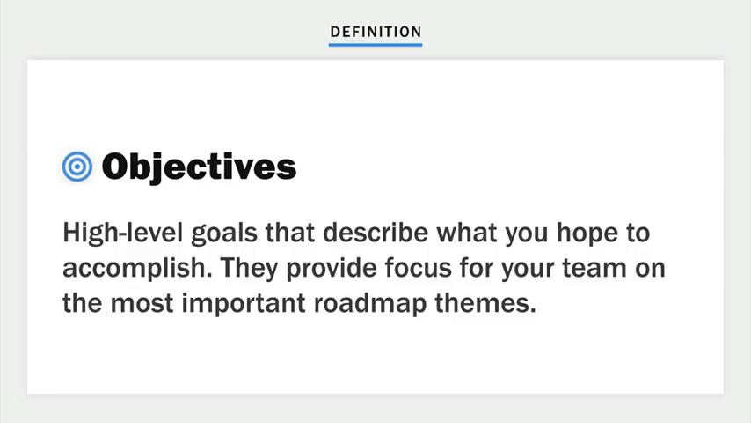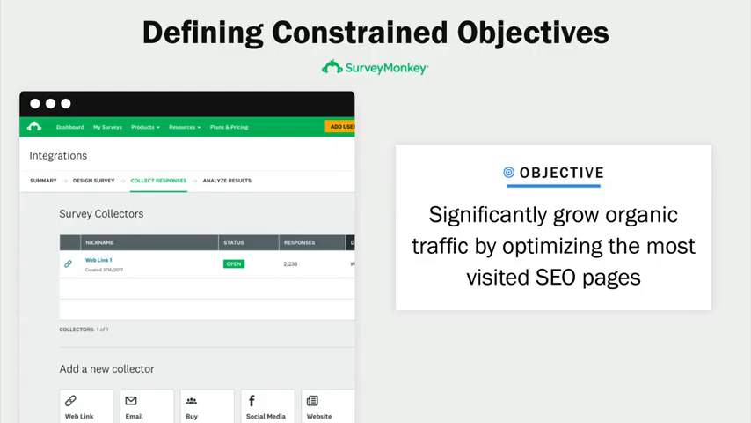Let's first define what we mean by objectives. Objectives are high-level goals that describe what you hope to accomplish. They provide focus for your team on the most important roadmap themes. For example, SurveyMonkey wanted to double down on the significant traffic they were seeing from SEO. So they came up with the objective: significantly grow organic traffic by optimizing the most visited SEO pages.